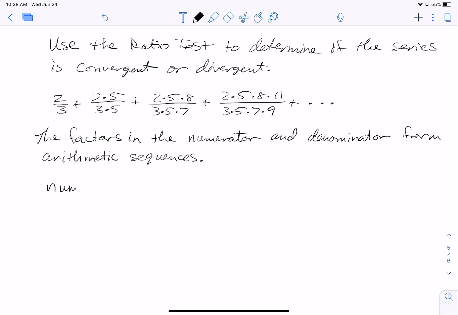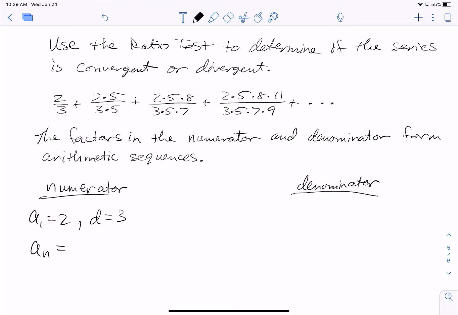Let's look at the numerator and denominator separately. In the numerator, we have an arithmetic sequence. The first term, a sub 1, is equal to 2, of the sequence that forms the factors, is what I mean. And we have a common difference of 3. That's how we knew that after 2, 5, 8, 11 the next was going to be 14, right? Using the formula for an arithmetic sequence, a sub n is equal to 2, the first term, plus n minus 1 times 3, the common difference. This simplifies to a sub n is equal to 3n minus 1.